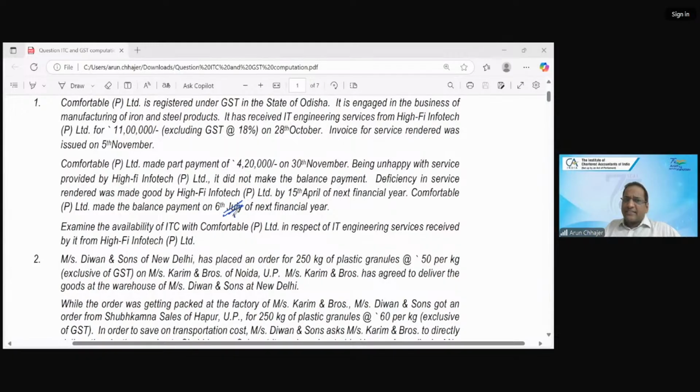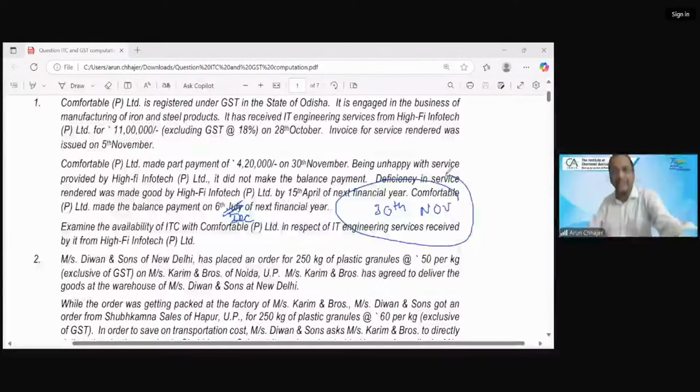Suppose it is 6th December, can he reclaim the ITC after the expiry of the 30th November? Tell me. Very interesting question, and this would be the last question, and then we'll move to the next. Can he claim even after the expiry of the 16(4) time limit?